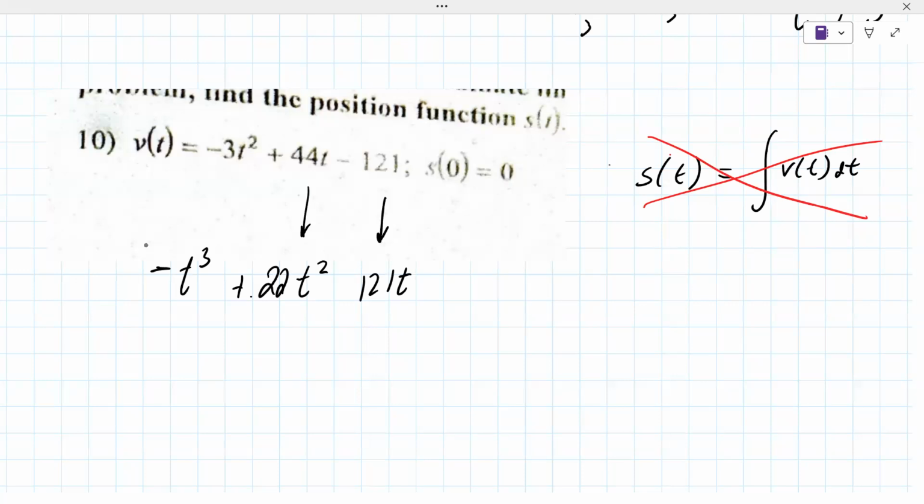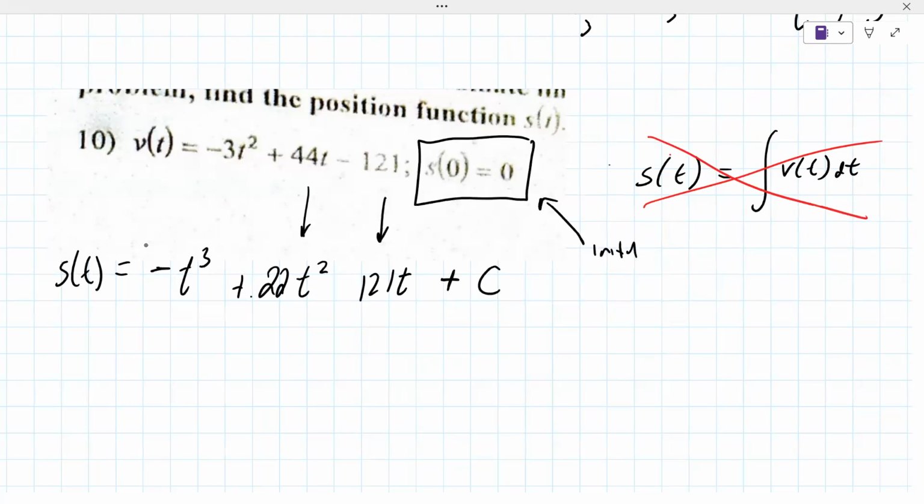Almost. That's just sort of me guiding you through this. This is a terrible question. There's always what's called a constant of integration. And so that's why they give you what's called an initial condition right here. And you use that to solve for C.